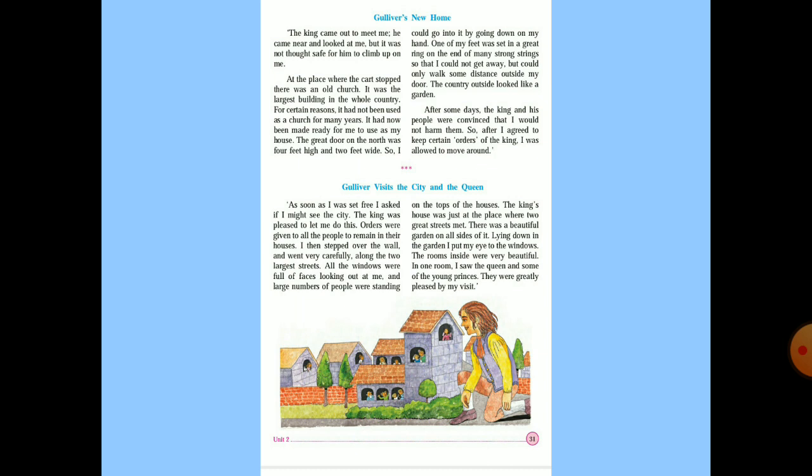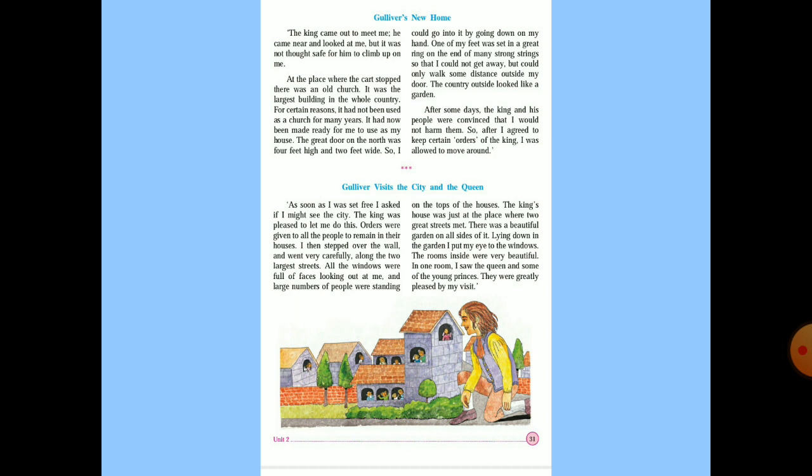The country outside looked like a garden. Now let us see the home where Gulliver was living. It was an old church, and it was the largest building in their whole country. The door was 4 feet high and 2 feet wide. It was an old church, but they were not using it for some purpose. Gulliver lived there, and one of his feet was set in a great ring, so that he could not escape or run and hurt others.